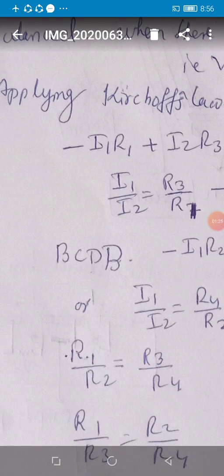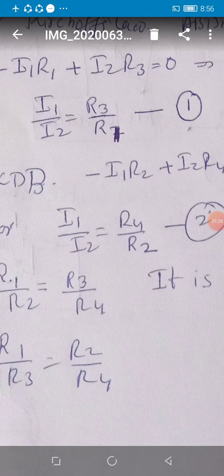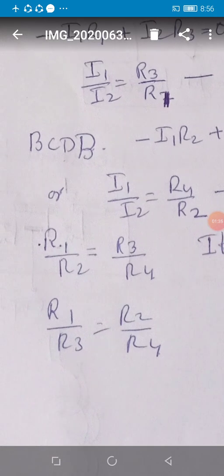I will get this type of equation, I1 upon I2 equals R3 upon R1, and in another loop I will get the equation I1 upon I2 equals R4 upon R2. And if we compare these two, you will get R1 upon R2 is equal to R3 upon R4, or R1 upon R3 is equal to R2 upon R4.